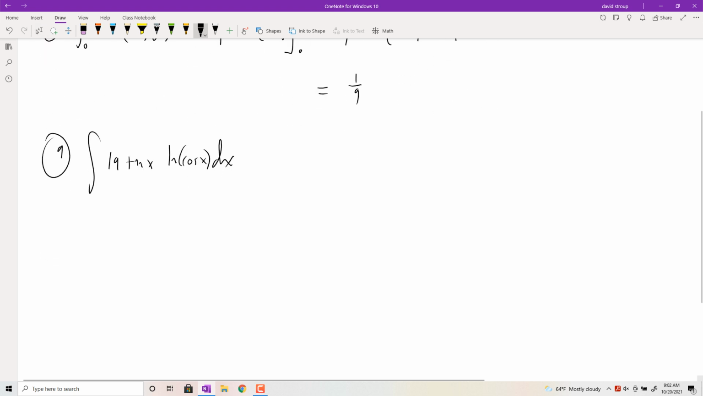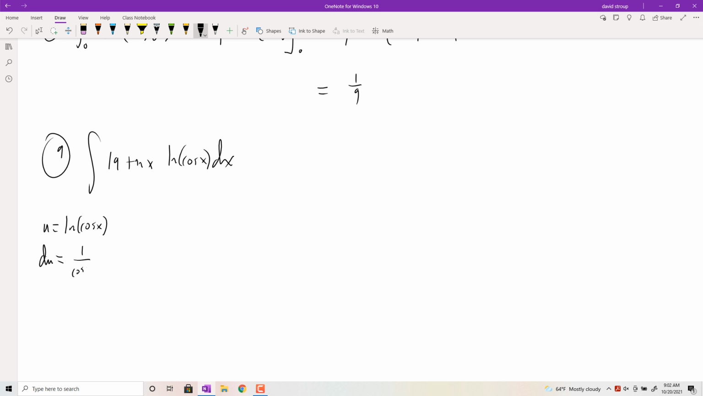Here, the U-sub is for ln cosine x. If you tried something else, you wouldn't be able to reduce the number of symbols once you simplify. So U must be the ln of cosine of x. The derivative, the differential, is going to be 1 over cosine x times negative sine x dx. And if you rewrote that, that's the same thing as negative tan x dx. Okay, and then solving for dx, I'd get negative du over tan x.